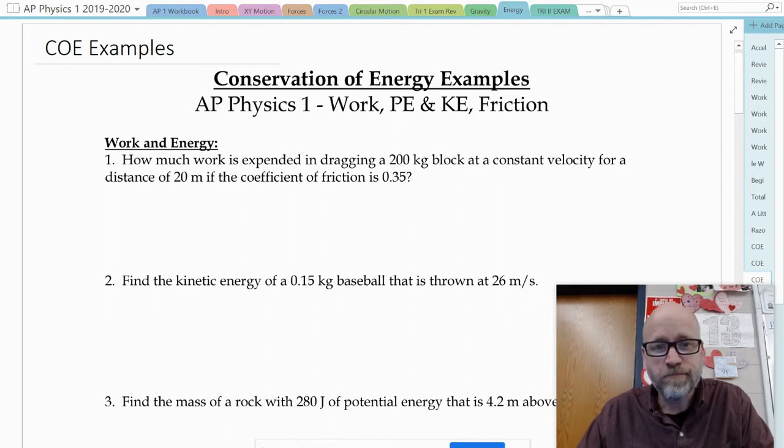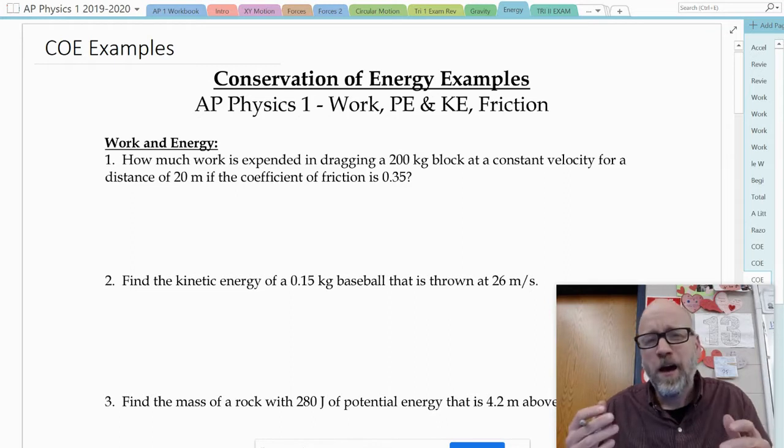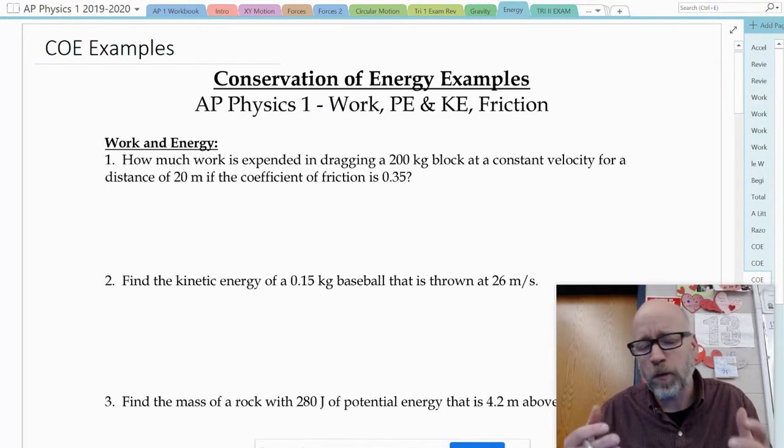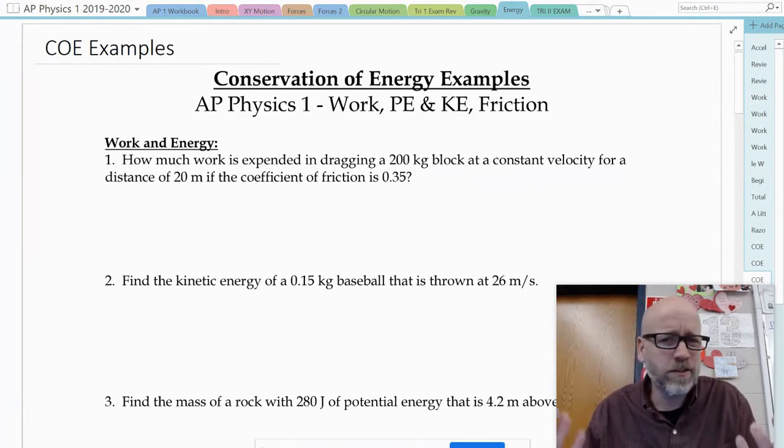Hey everybody. So, today I wanted to go through some conservation of energy examples. These really aren't that hard, but I didn't want to take our class time going through such simple examples. But if we skip over this, I think you would have a little bit of trouble. So, your homework for tonight is to follow through these problems.